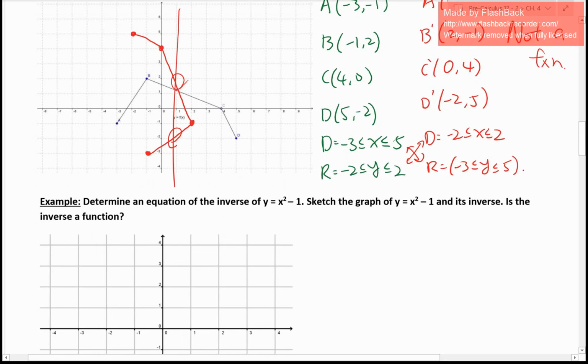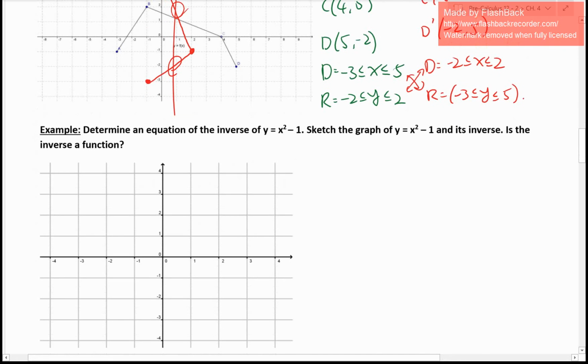All right, so let's go on to the next example here. It says determine a function or an equation of the inverse of y equals x squared minus 1. We want to sketch the graph of y equals x squared minus 1 and its inverse. Is the inverse a function? Okay, so first of all, I'm going to draw this first.